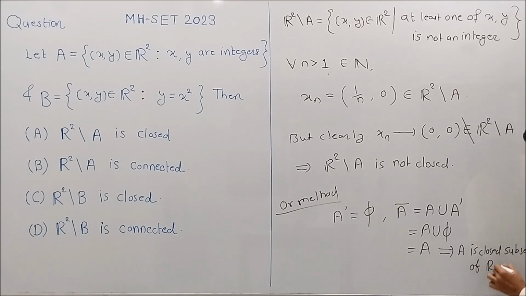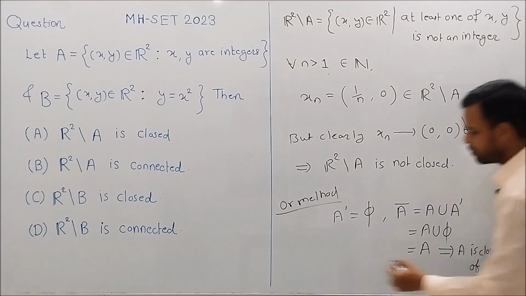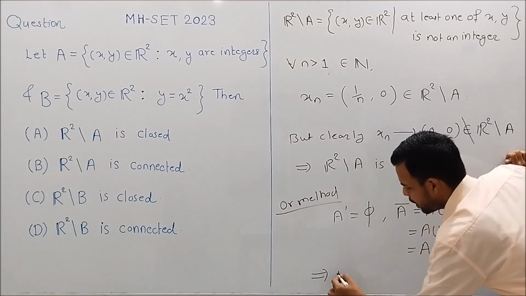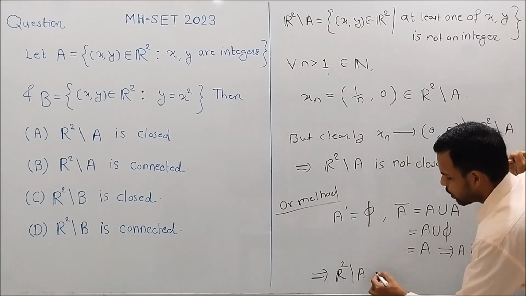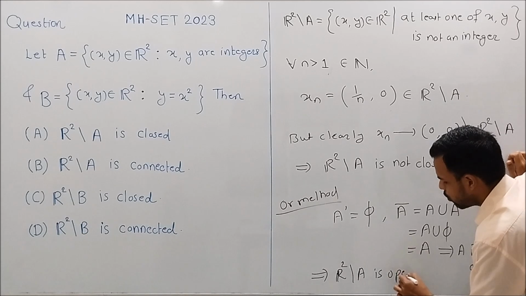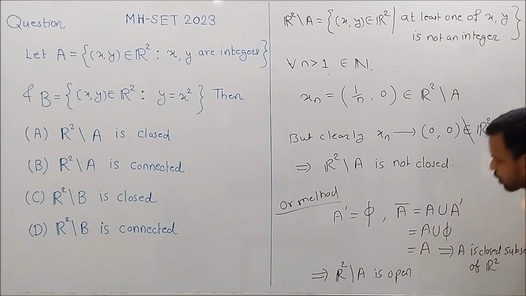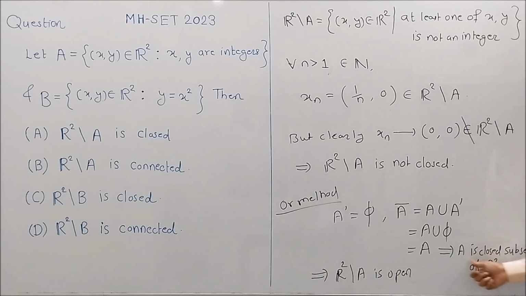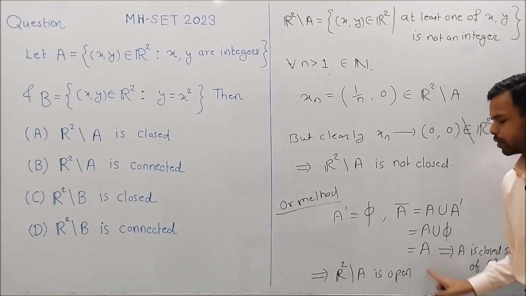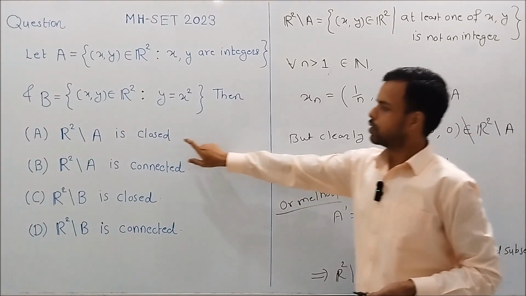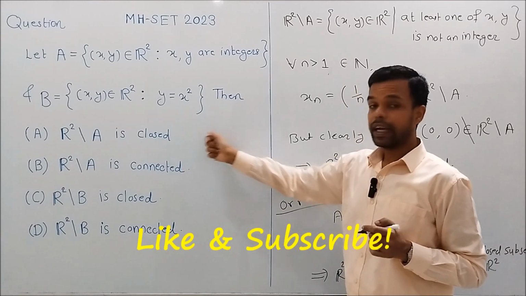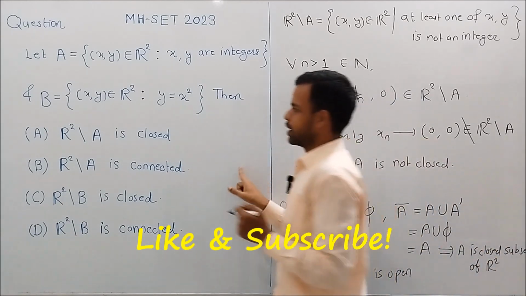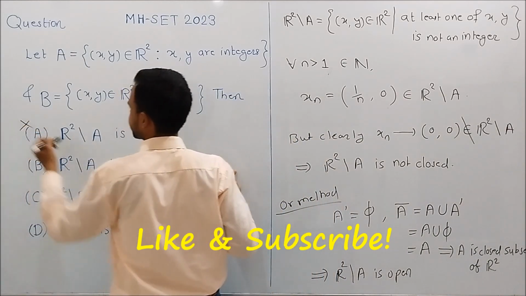So this implies A is a closed subset of R2. But this implies the complement of A in R2, that is R2 minus A, is open. Okay, because A is closed, so its complement in R2 is open. So this is an open set. It is not a closed set. So the statement in A is incorrect. So we mark it as incorrect.